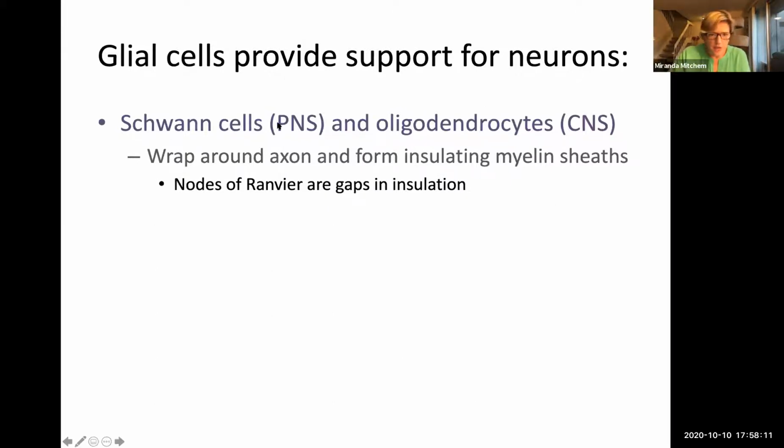So the Schwann cells are part of the peripheral nervous system. They have the same function and similar location on the cell as oligodendrocytes, which are found in the CNS. So we do have some cells that serve the same function in the peripheral nervous system as a cell in the central nervous system. And then we have even more cells that support the central nervous system, because it's really that much more important.